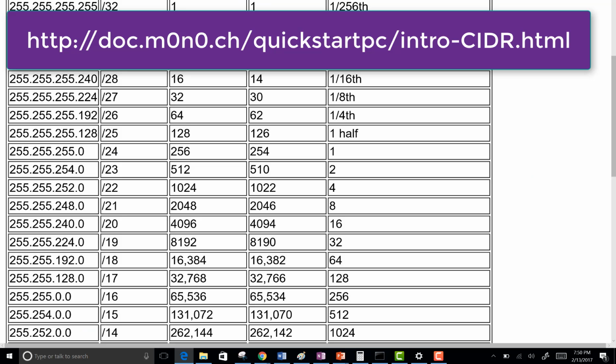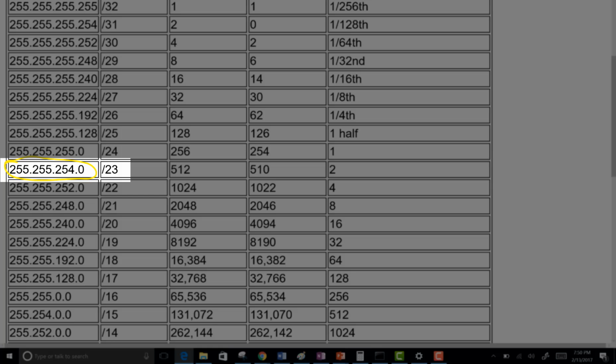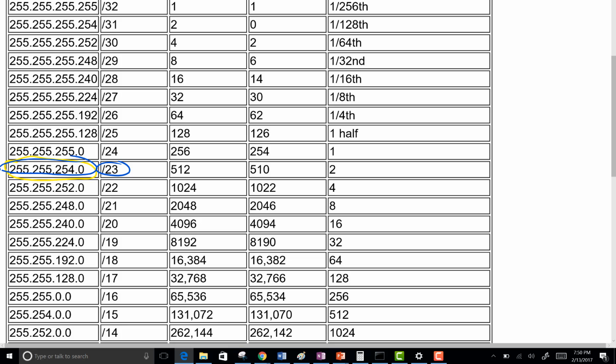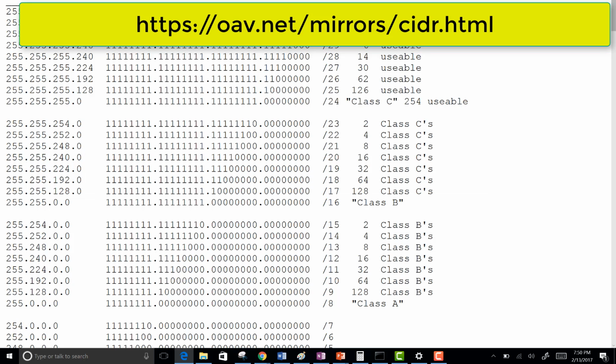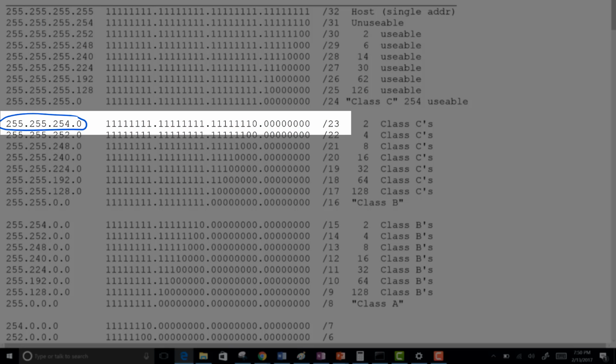Now let's check this against some of the tables we can find on the internet. This is from M0N0, and let's find 255.255.254.0, and notice the CIDR prefix is 23. Or if you prefer seeing the ones, we can find this table at oav.net. Let's find 255.255.254.0, and notice it wrote out all the ones for us, and the same thing, /23.